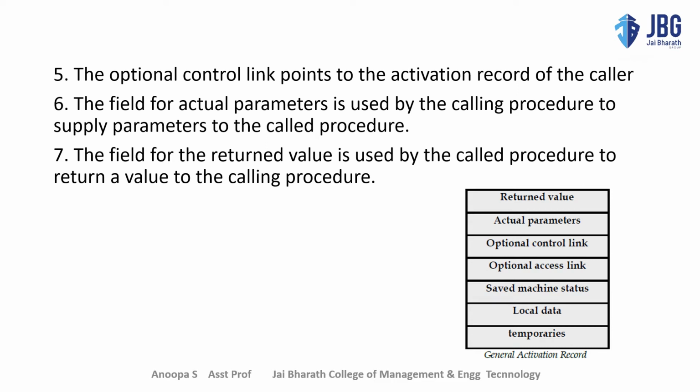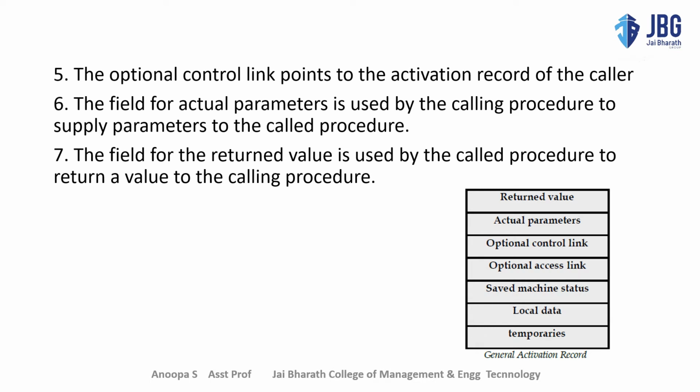Okay, so when a function calls another function, one is the caller and the other is the callee. So the control link points to the activation record of the caller. Then we have a field for actual parameters. It is used by the calling procedure to supply parameters to the called procedure.